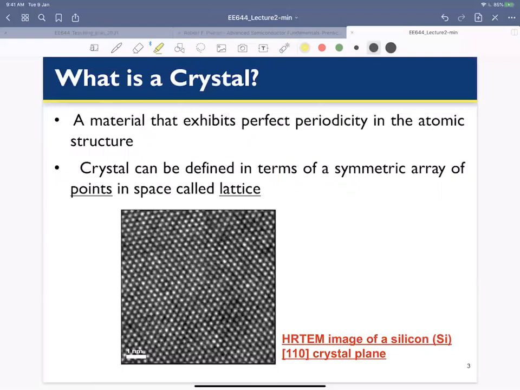A crystal can be defined in terms of a symmetric array of points. If you take these atoms as points, we call them a lattice. Basically, the lattice and the crystal are the same, but in the lattice we just replace the atoms by points. If you draw on a piece of paper and put points in a perfect periodic arrangement, we call it a lattice, right?